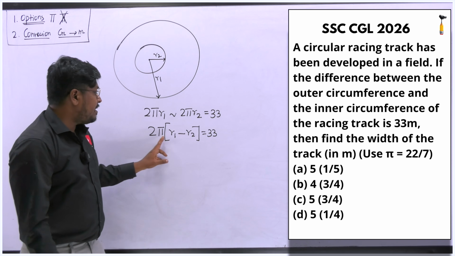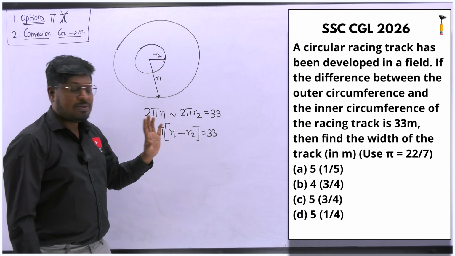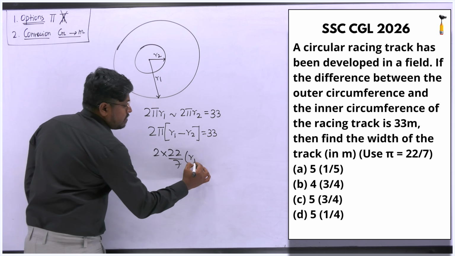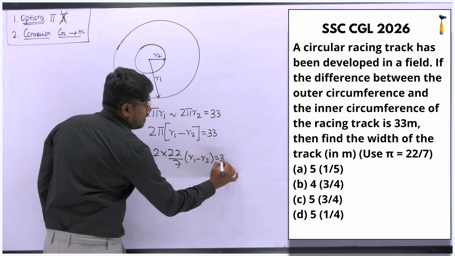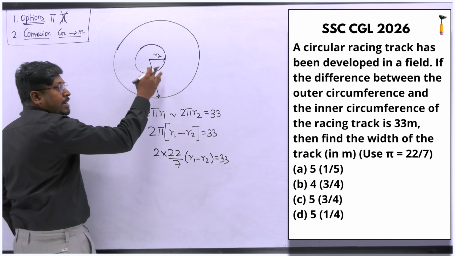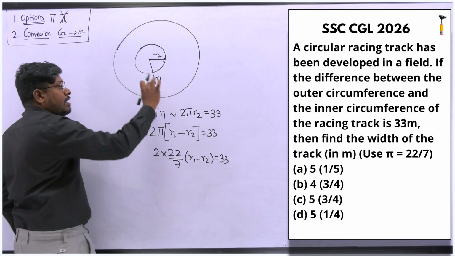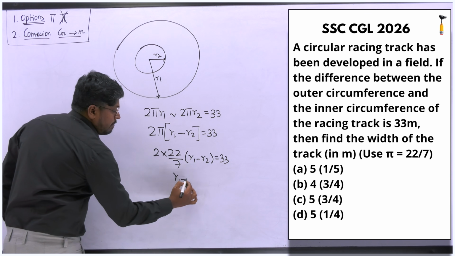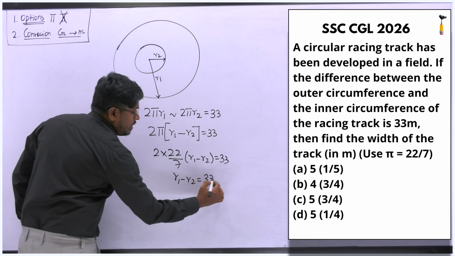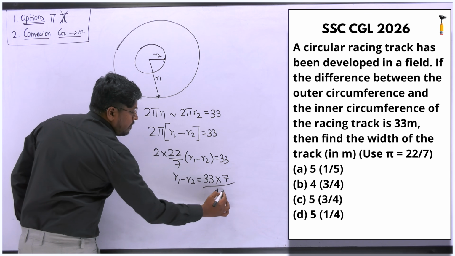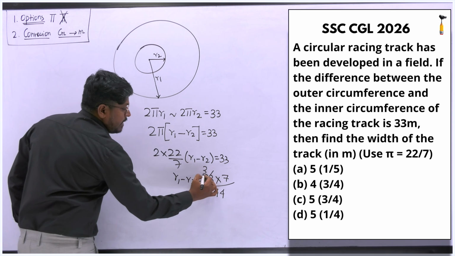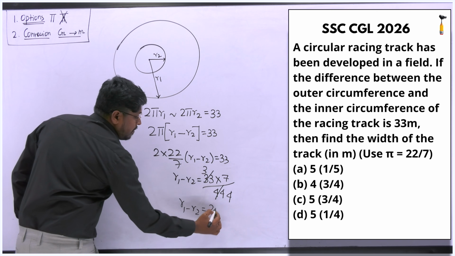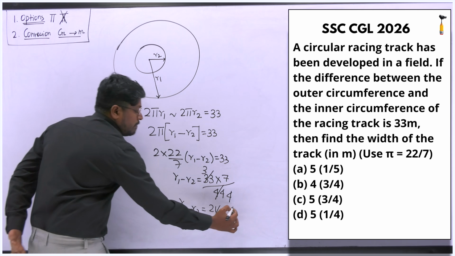So the difference is nothing but r1 minus r2, that's it. So 2 into 22 by 7, times the difference of radius 1 and radius 2, will be 33. When you subtract radius 2 from radius 1, the difference will be the width of the track. This part we can easily find out. So this will be 44, r1 minus r2 is equal to 33 into 7 divided by 44. Cancel it on 11 table, 3 times, 4 times. r1 minus r2 will be 21 by 4. The result will be 5 1 by 4.